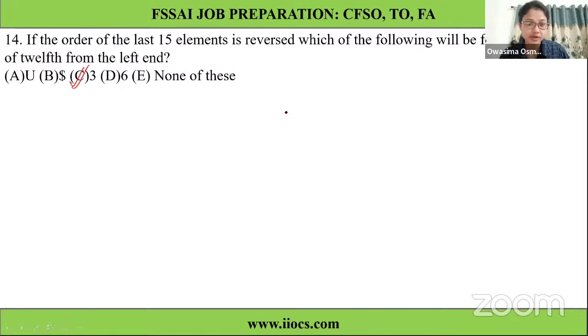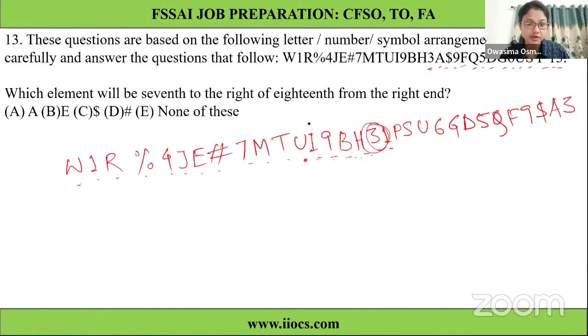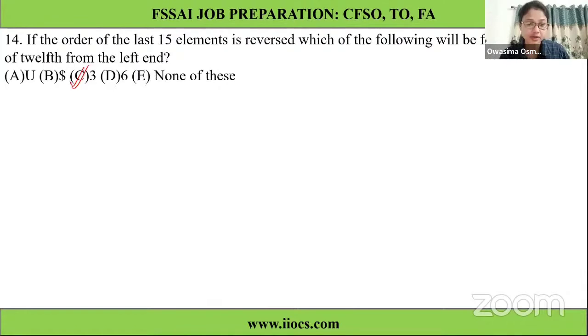From the left end. So we'll consider the 12th term from the left end. Then we'll count the 5th term of this 12th term. So if this is the 12th term, then the 5th term is 1, 2, 3, 4, 5, 3. So option C will be the right answer.